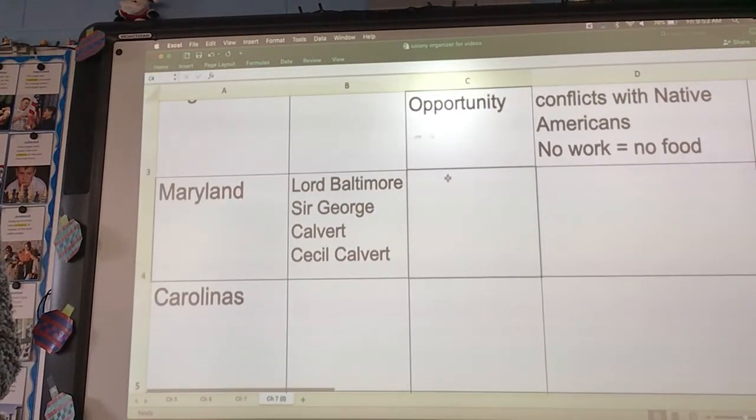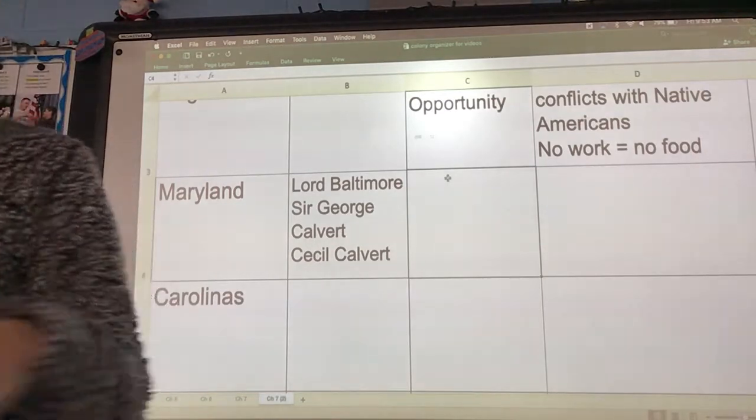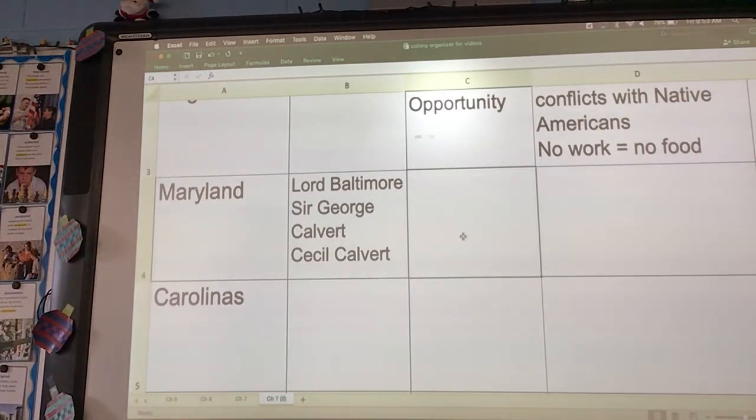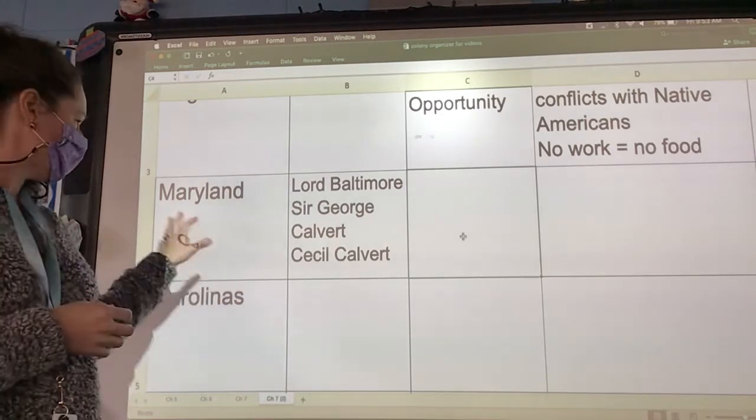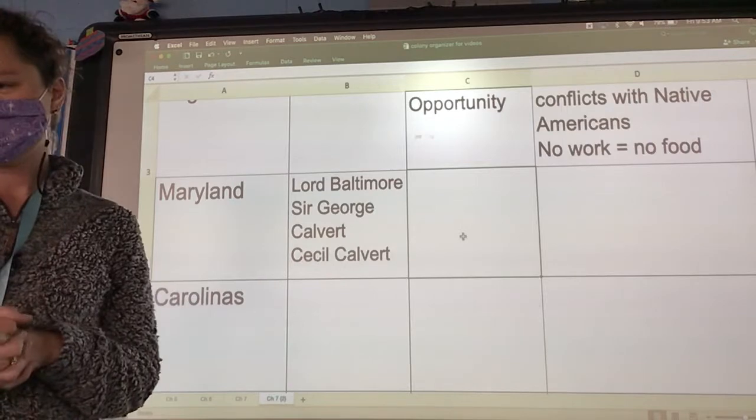Is that how Baltimore became a thing? Possibly. That's how Baltimore became a city, right? Baltimore in Maryland? Yeah. There are other Baltimores in different places, but yeah, there's one in Maryland.